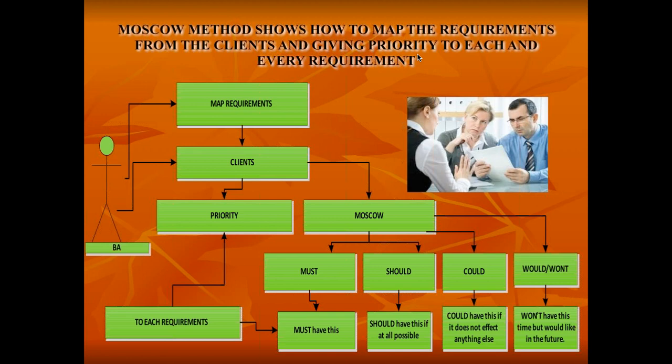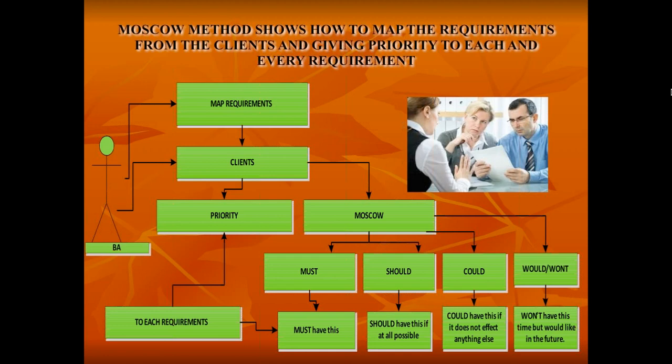So all the junk data comes under good requirements, or some requirements which affect the original real requirement. We call them good requirements. So what we have to do is ignore them. We have to delete those requirements, or put them somewhere. That's what they are saying: could have this if it does not affect anything else. Next, the last one is won't.